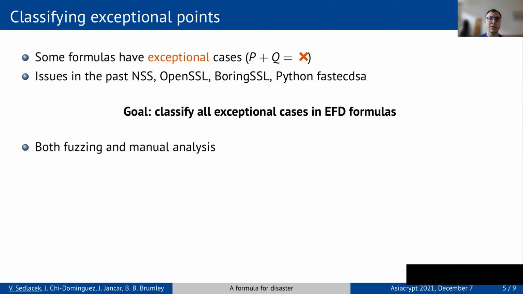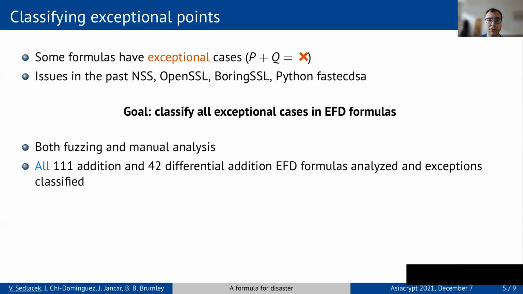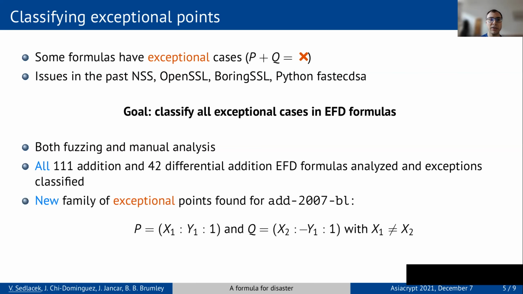And we used both an automated fuzzing approach as well as manual analysis to do this. And we really did succeed. We went through all these addition and differential addition formulas in the EFD and classified the exceptions. And we found a new family of exceptional points for one specific formula. You can see the family here.